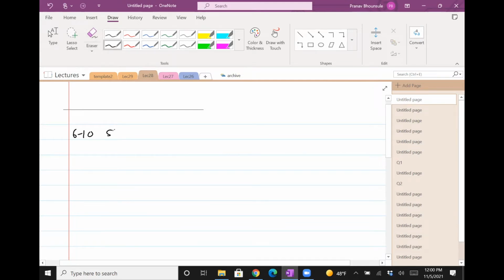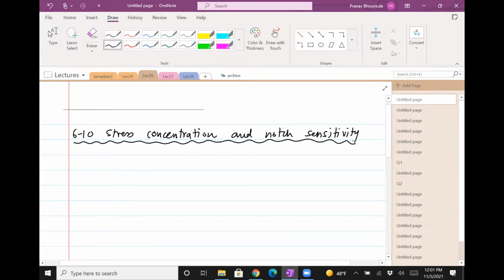Which is stress concentration and notch sensitivity. Okay, so like we had a stress concentration for static loads, we can define a stress concentration for fatigue loads, and I'll define that next.